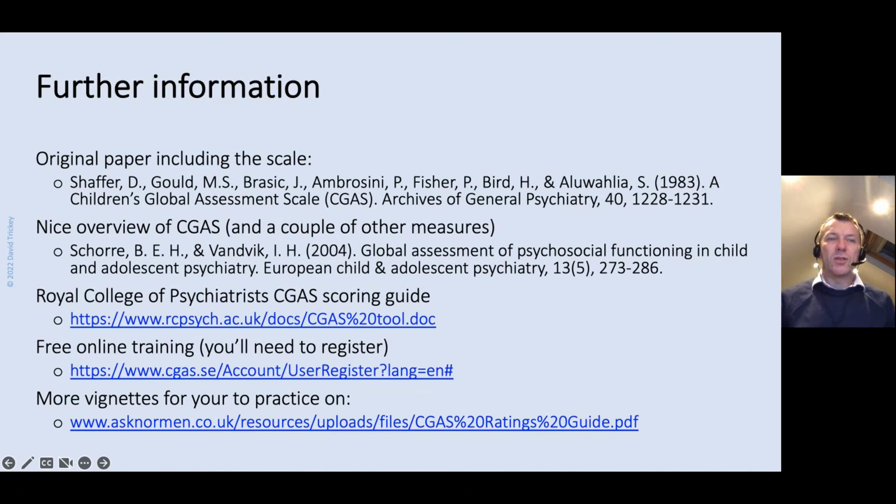In terms of further information, the original paper, which includes the scale, is by Shaffer and colleagues, back in 1983. There's a paper by Shaw and Van Wyk in 2004, which is a nice overview. It gives you a lot more information, not just for the CGAS, but a couple of other measures. The Royal College of Psychiatrists CGAS scoring guide is a very useful, very simple document. There is some free online training if you wanted to take this a bit further. You need to register for it, but it's free. And there are some more vignettes if you wanted to practice.